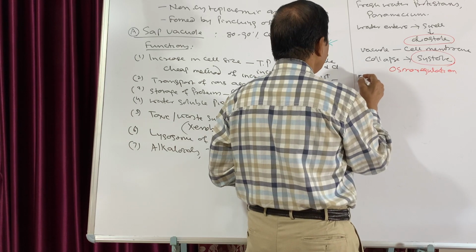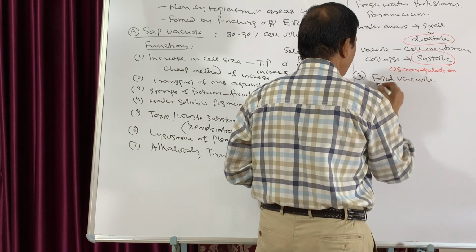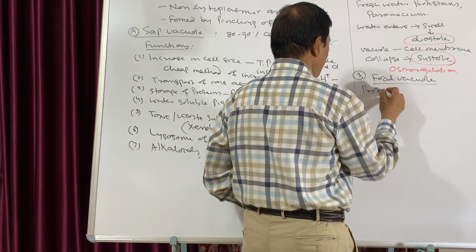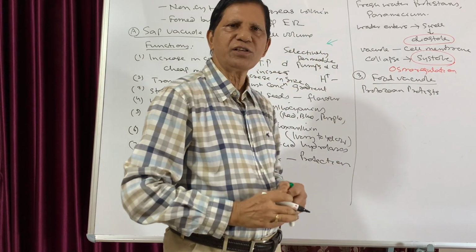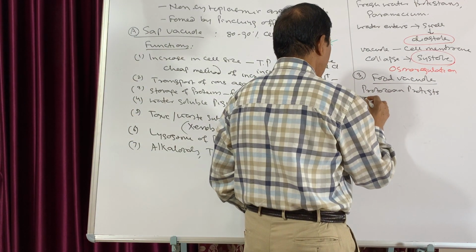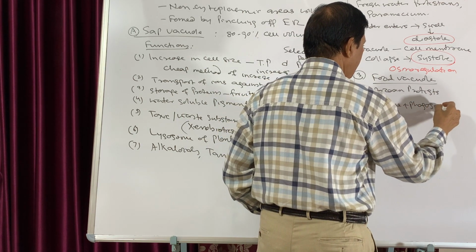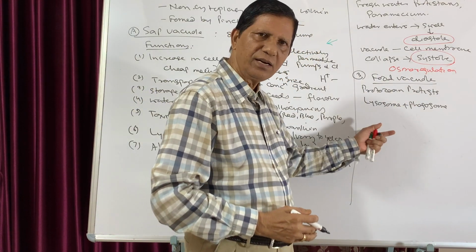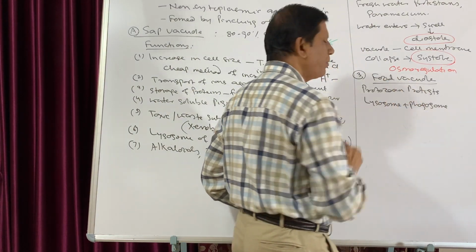Then the third type of vacuole is known as the food vacuole. The food vacuole is also present in certain protozoan protists. And this food vacuole is simply the lysosome plus phagosome. The phagosome contains solid food materials. So when these two combine together, it gives rise to the food vacuole. Then it digests the food, and the digested food moves to the cytoplasm. That is the function of this food vacuole.